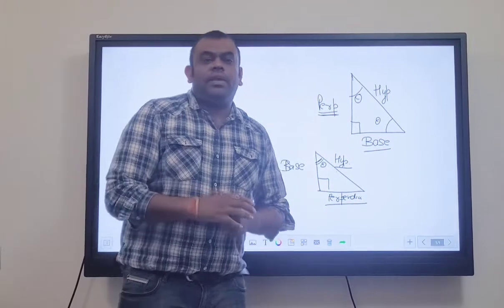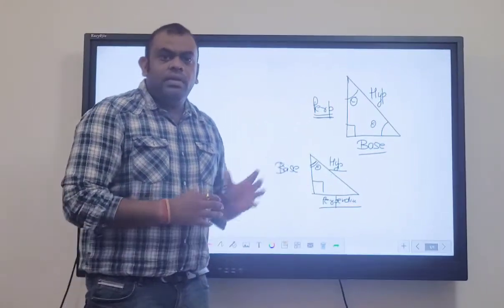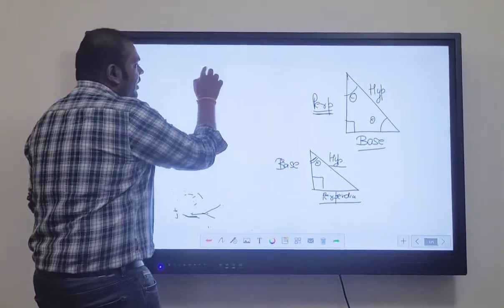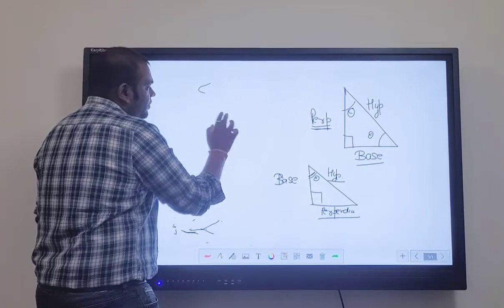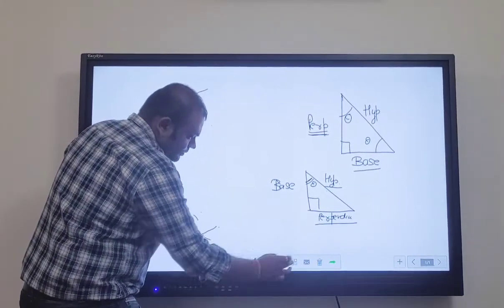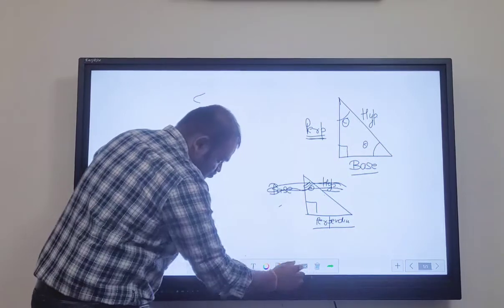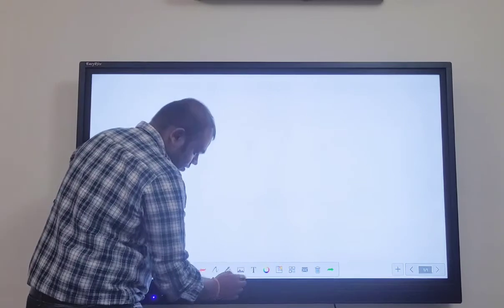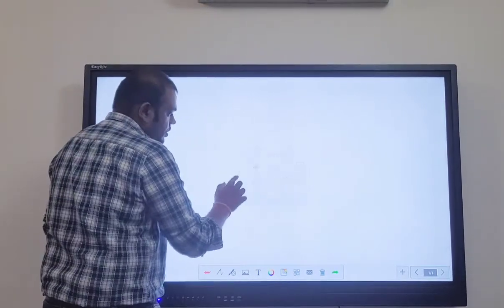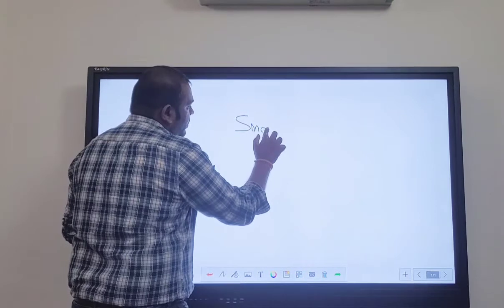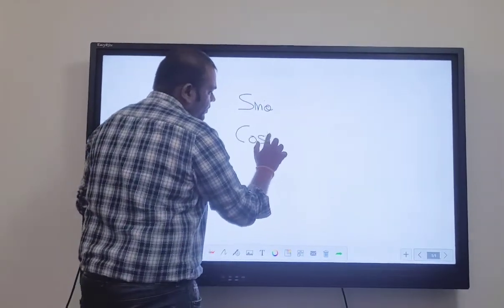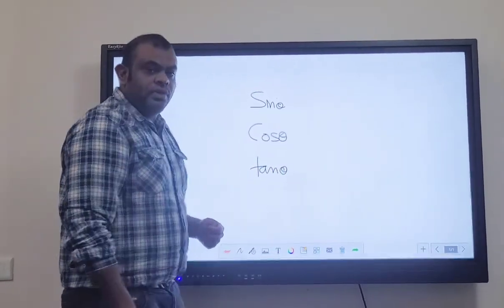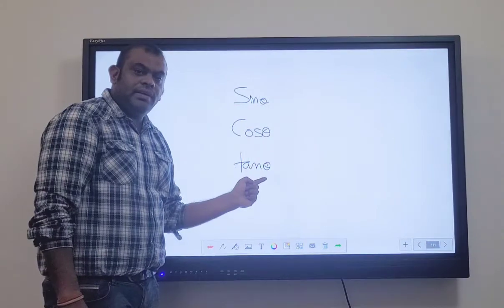Now there are three trigonometric ratios which are associated with these hypotenuse, perpendicular and base. These trigonometric ratios are basically called sine theta, cos theta and tan theta.